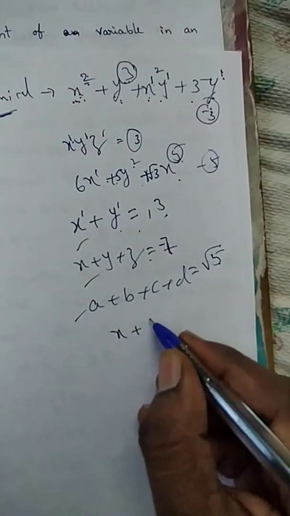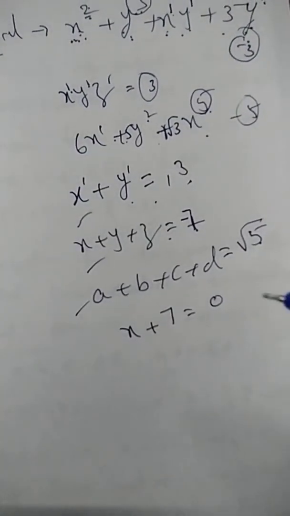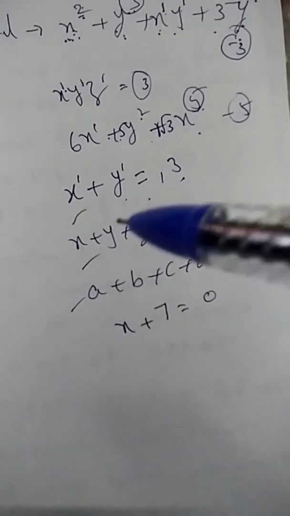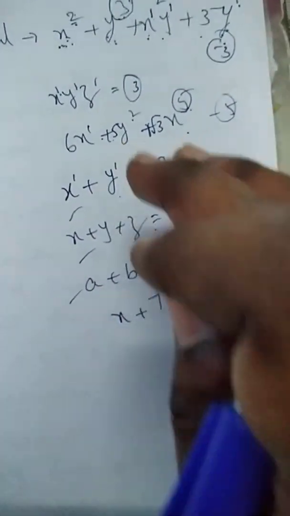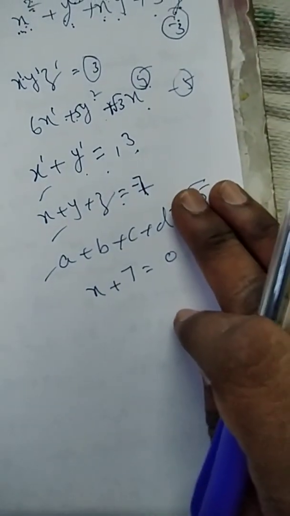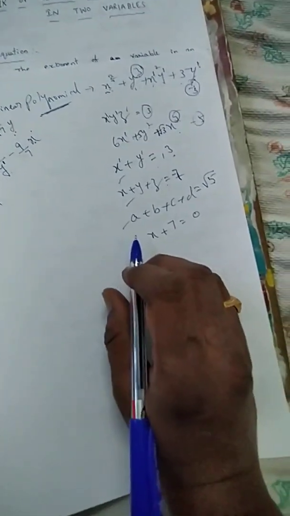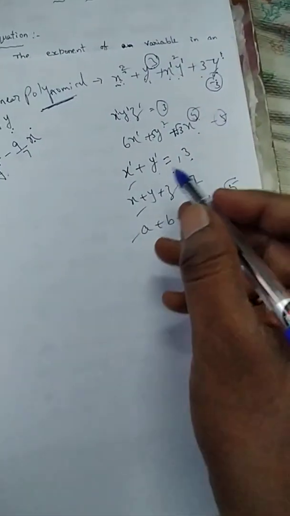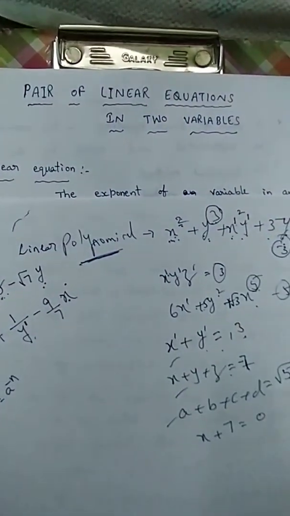We are taking one more: x plus 7 is equal to 0. It is also a linear equation. All these are linear equations. Equations means the expression is equalized with any constant. The expression which has an equal to sign is said to be an equation. If there is no equal to symbol here, then it is just an expression. Clear what I said? Then all these are said to be linear polynomials, and then linear equations. It is clear.